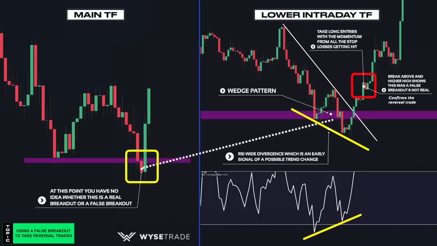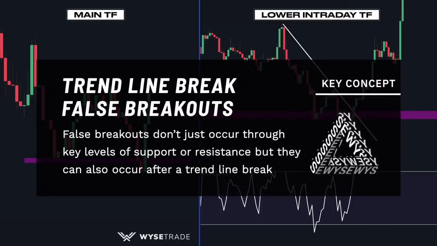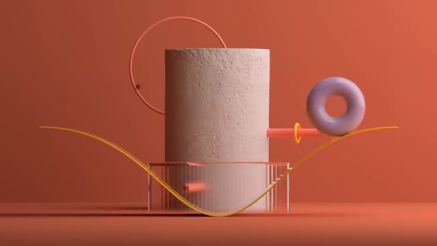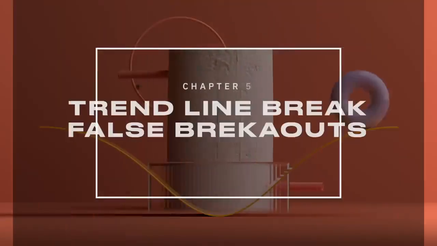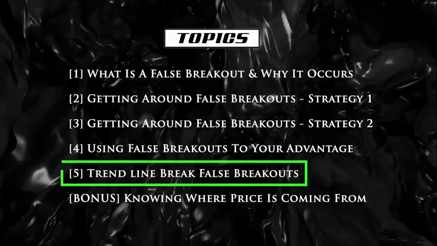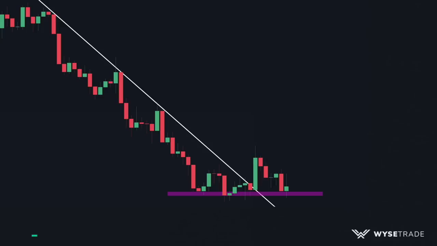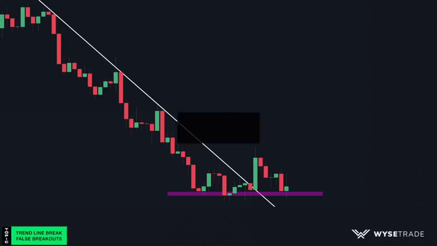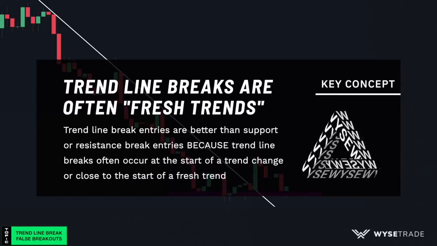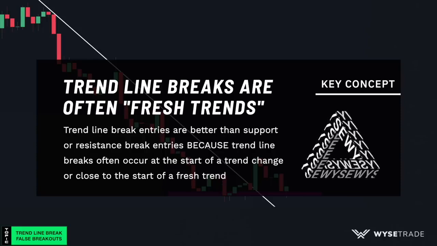Now, false breakouts don't just occur through key levels of support or resistance, but they can also occur after a trendline break. Now, trendline break entries are better than support and resistance break entries because trendline breaks often occur at the start of a trend change or close to the start of a fresh trend.